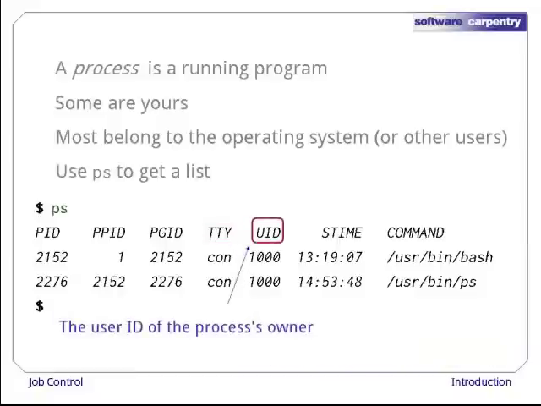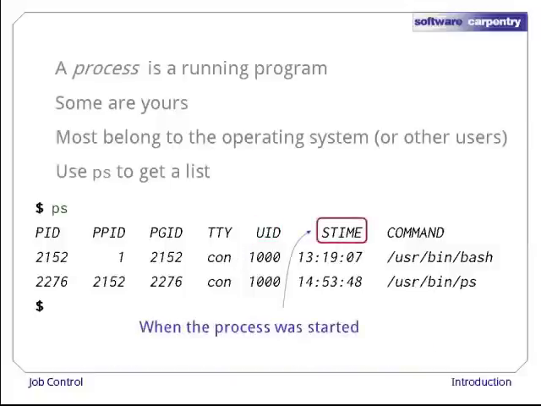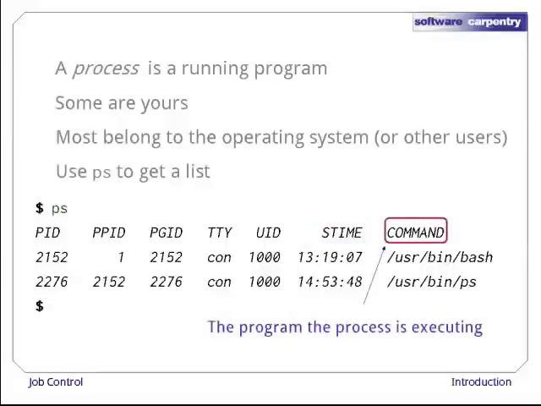Column 5 is more interesting. It's the user ID of the user this process is being run by. This is the user ID the computer uses when checking permissions. The process is allowed to access exactly the same things as the user, no more, no less. Finally, column 6 shows when the process started running, and column 7 shows what program the process is executing. Your version of ps may show more or fewer columns, or may show them in a different order, but the same information is generally available everywhere.